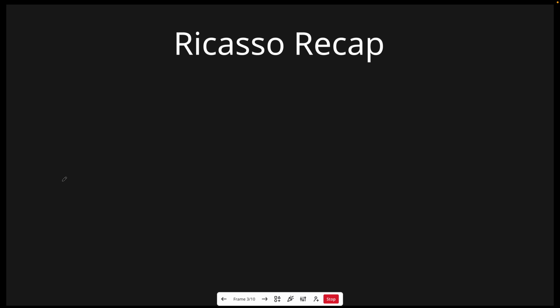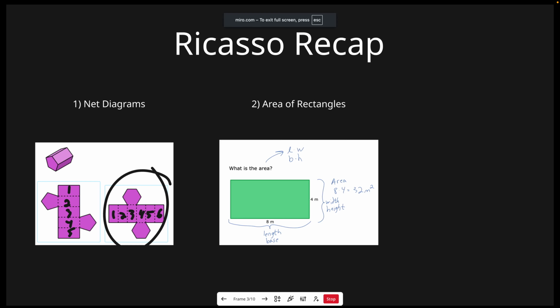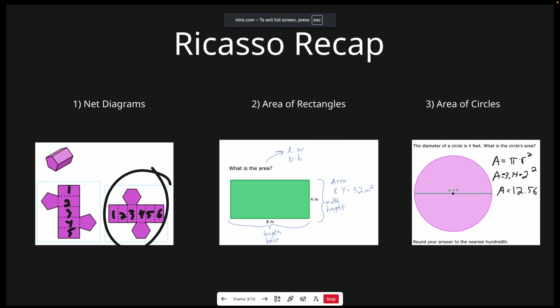In 30 seconds or less, here's what you need to know before you start this lesson. Firstly, you should already be familiar with net diagrams. Secondly, you should know how to find the area of rectangles. And lastly, you should know how to find the area of circles. If you would like refreshers on any of these three topics, I will link those in the description below. Some refresher videos, please go watch those before you start this lesson. All right, new lesson starts now.